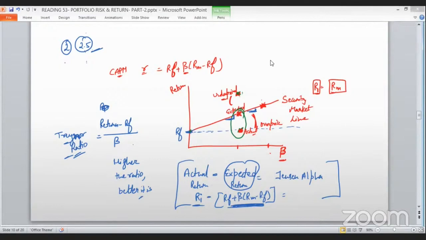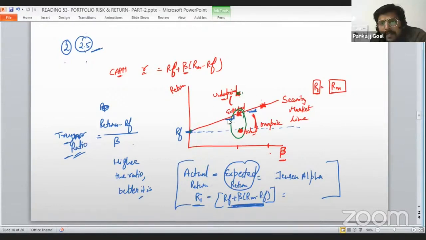Just can you again explain the Treynor ratio? See, the Treynor ratio is nothing but the slope of this security market line. What does it tell us? That for one unit of systematic risk, beta being a measure of systematic risk, how much risk premium are we earning? I can calculate the risk premium here, here also, here also. But I cannot compare it in absolute numbers.